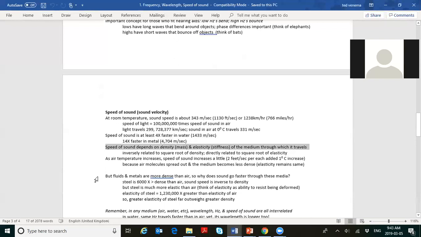And so you might say, yeah, but metal especially is way more dense than air, so why does sound go faster through metal? The reason is that steel is also way more stiff than air. And the stiffness of metal compared to air far outweighs the greater density of metal compared to air. That's why sound goes faster through metal. All right.